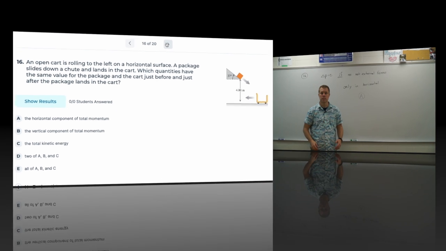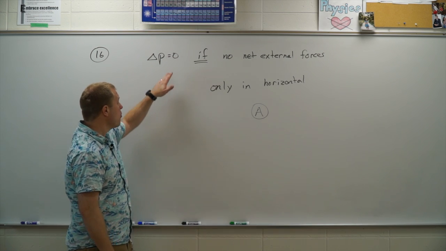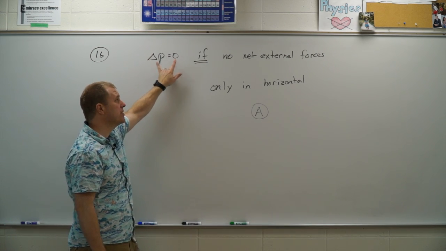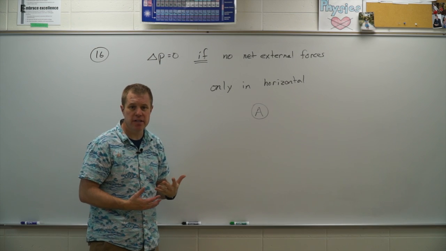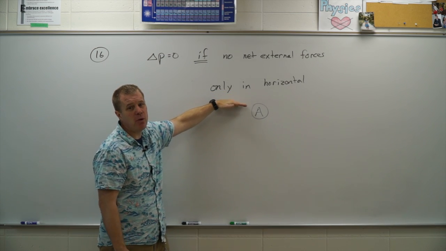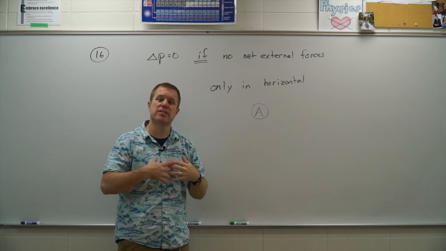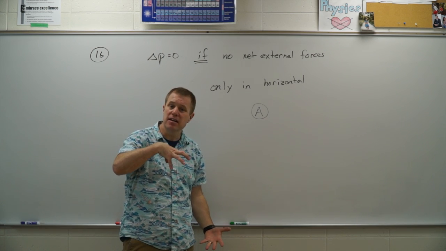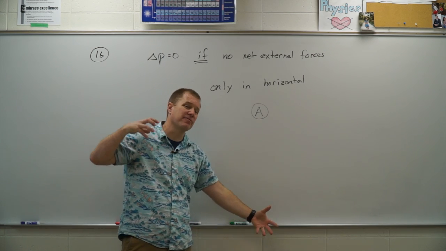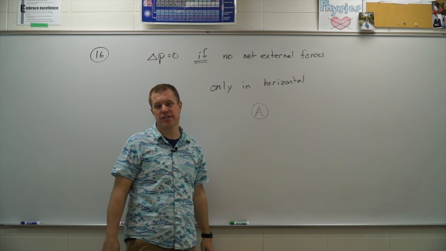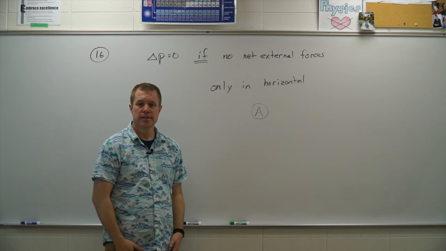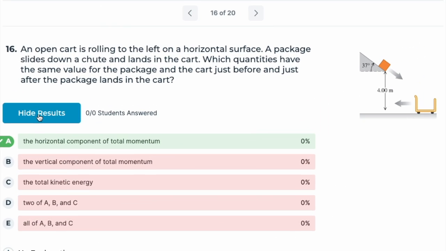All right, the key requirement for momentum to be conserved is there's no net external forces. So it's only in the horizontal is momentum conserved, because in the vertical direction we have gravity as a net external force, meaning we'd have to include the Earth into our system of masses. So just A. Yes, only the horizontal component of the total momentum is conserved.